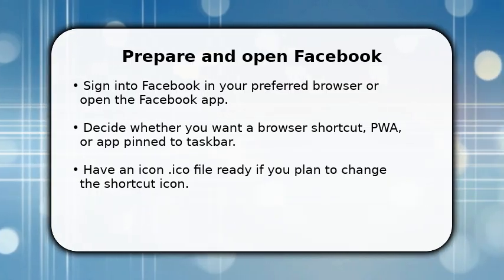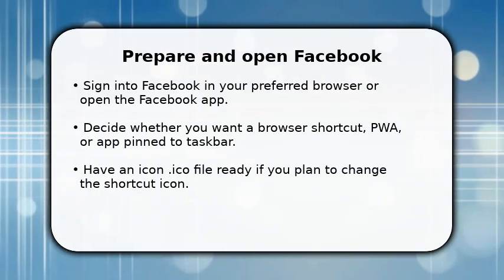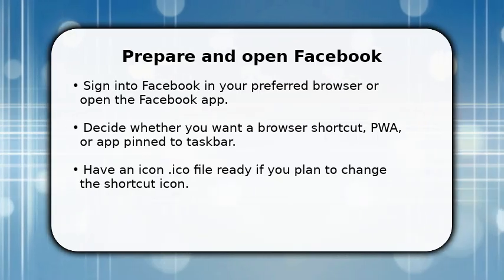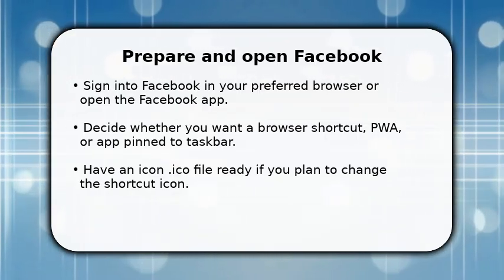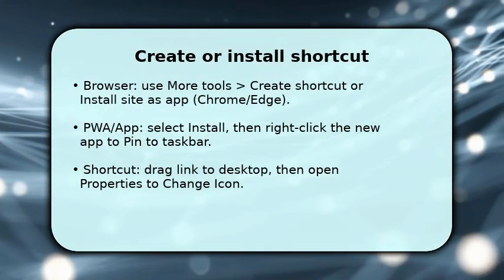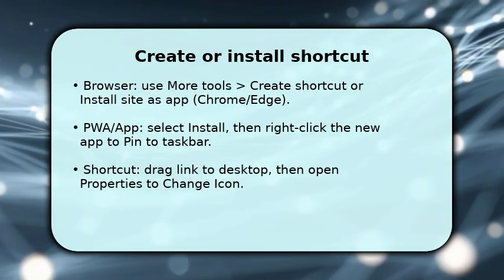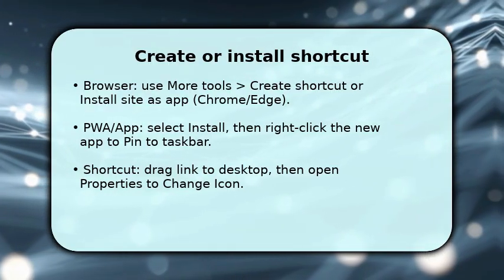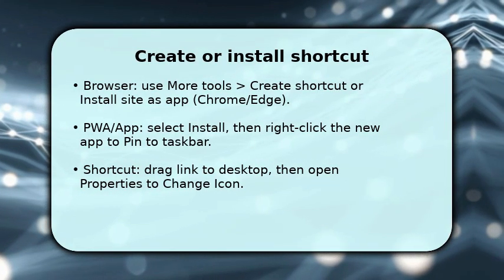Now, open your browser menu or the Windows Start menu so you can create the shortcut. Don't skip this decision. It guides the next steps. You'll now create the tangible shortcut. In Chrome or Edge, choose More Tools, then Create Shortcut or Install Site as App. This generates a standalone icon.